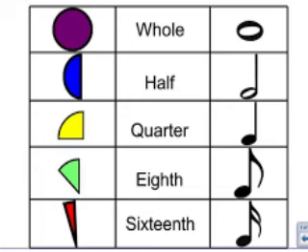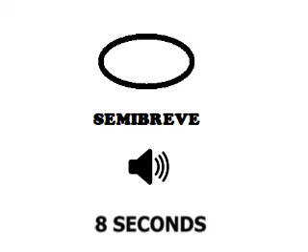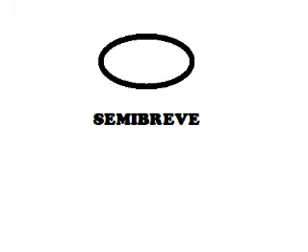So if I have a semibreve sounding for like 8 seconds, 1, 2, 3, 4, 5, 6, 7, 8. It's simple now to understand that a minim will just take 4 seconds, if a semibreve sounds for 8 seconds.